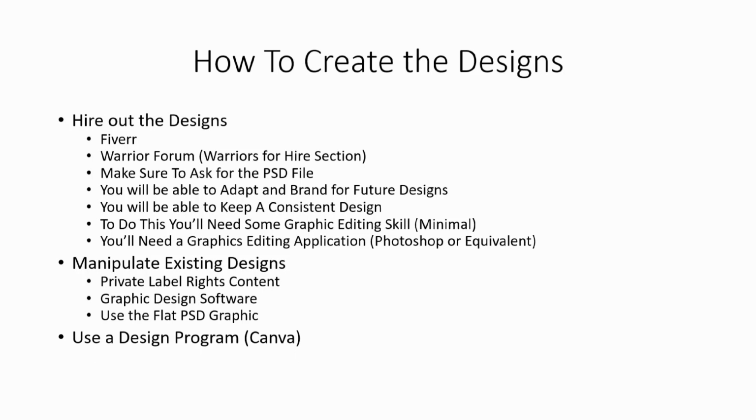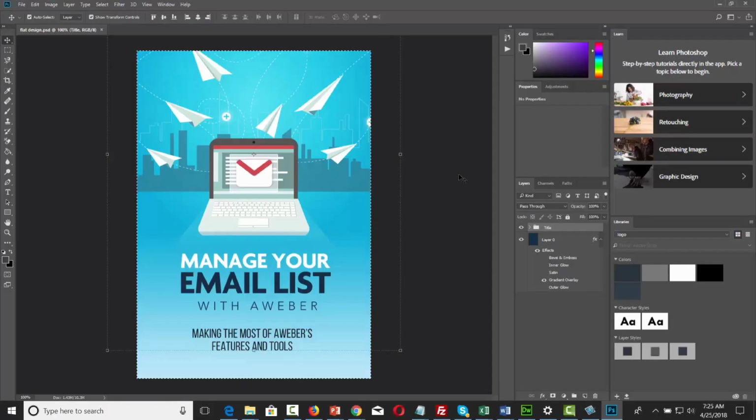Of course, you can also use a design program like Canva where you can do the design yourself from scratch. And of course, you can always use a hybrid version of all of these methods. You're now looking at a flat graphic design from a private label rights product inside of Photoshop. And what we can do is we can go and open a new file.